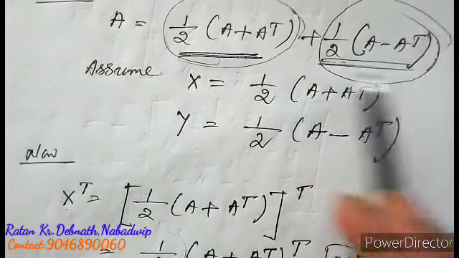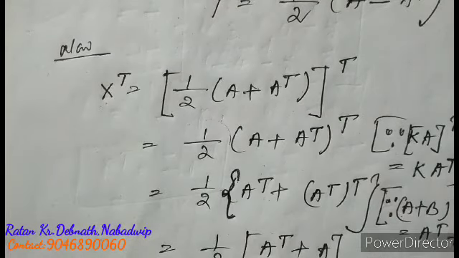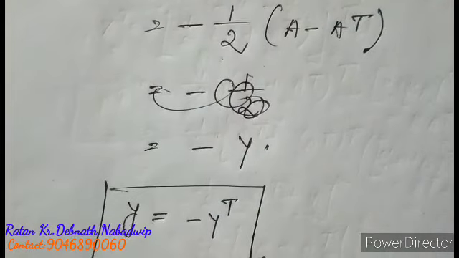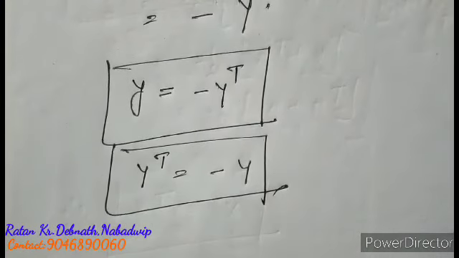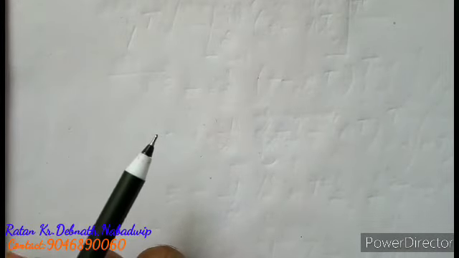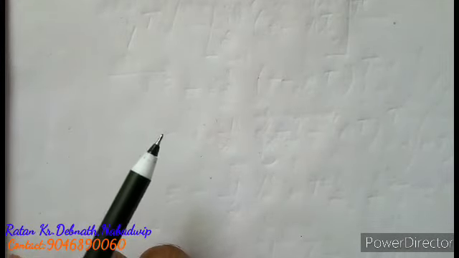So any square matrix can be expressed as the sum of a symmetric and a skew symmetric matrix. For the proof of this theorem, you can take help from any textbook. Let's come to the application part of this theorem. This sum is really very important, so watch it carefully.